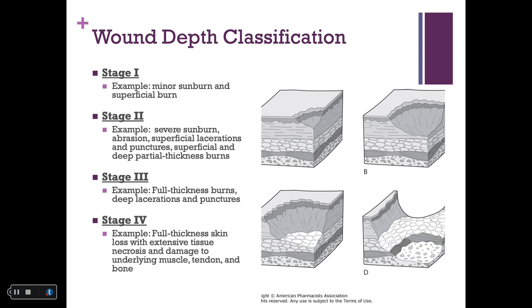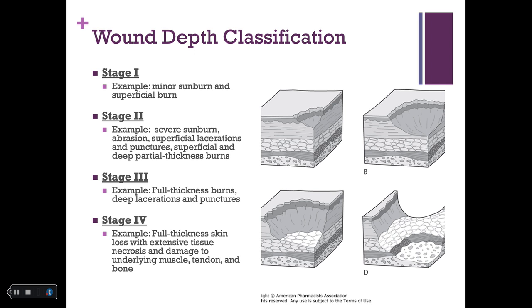Your stage 1 wounds are very superficial, so they're only impacting the very outermost layer of skin, the epidermis, with no loss of any skin layers. You're probably going to see skin that's reddened. It may not even be broken, and it might not be blistered. So usually those have to do with sunburns or superficial burns. So they're only injuring that very, very outermost layer.